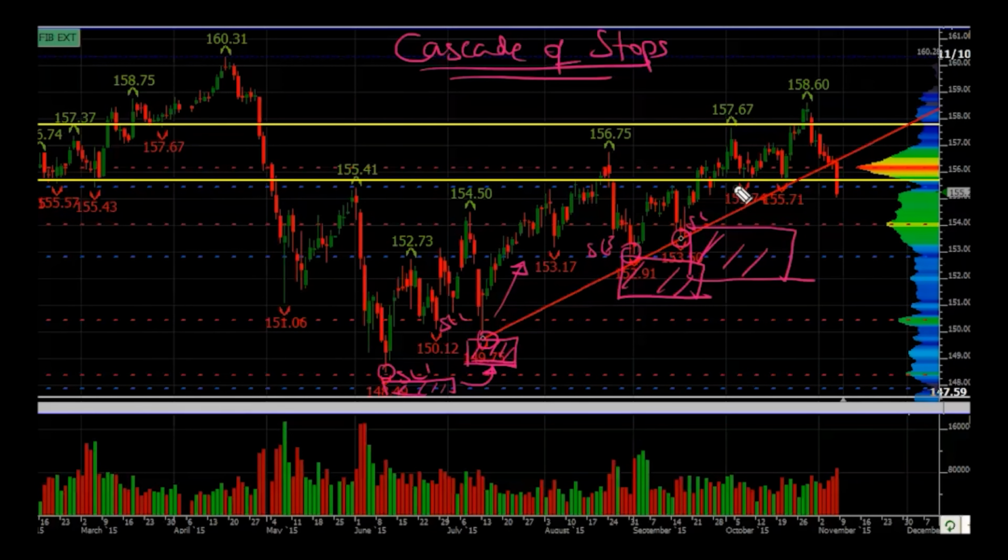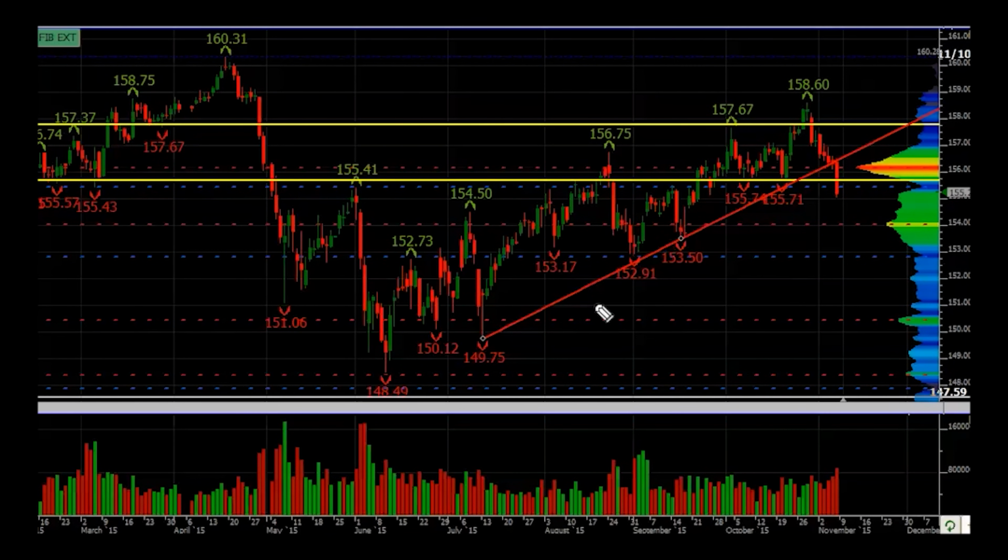And in this area, most probably we have the biggest stop zone. And the way I'm drawing this is indicative of just how many stops there are. It doesn't mean this is the area in which the stops are. So when I say cascade of stops, I mean that as we move up, this is where you have to understand this little concept. This is our trend line.